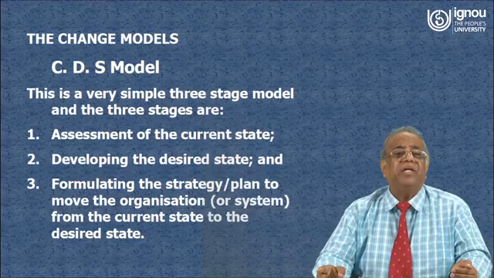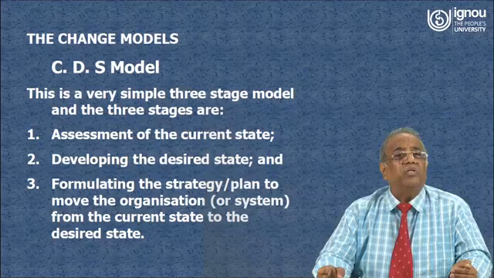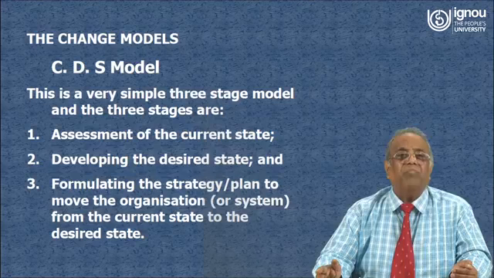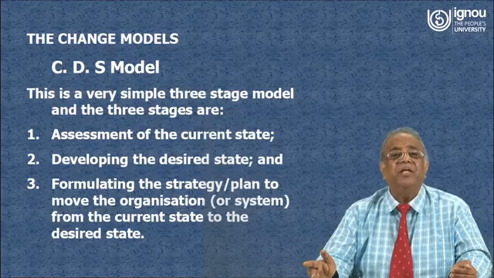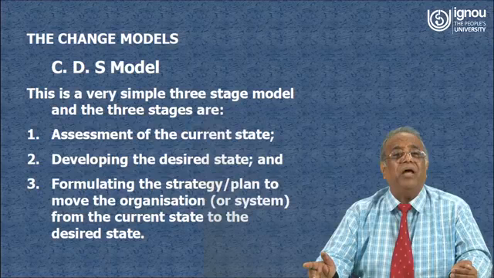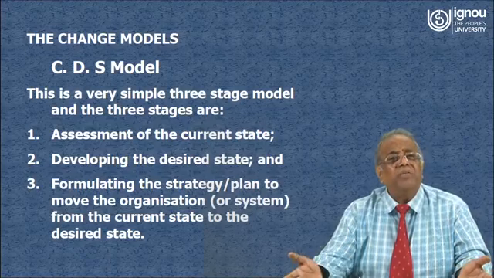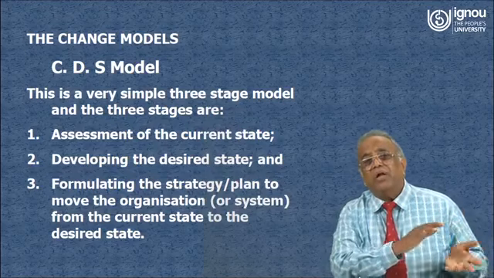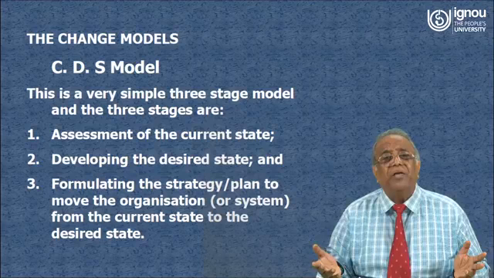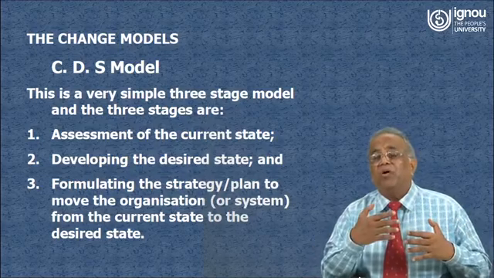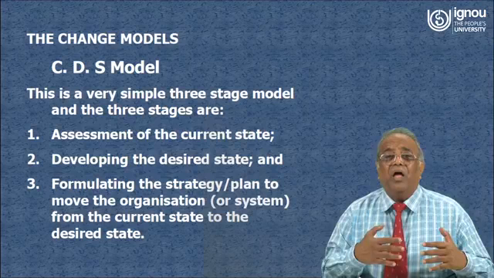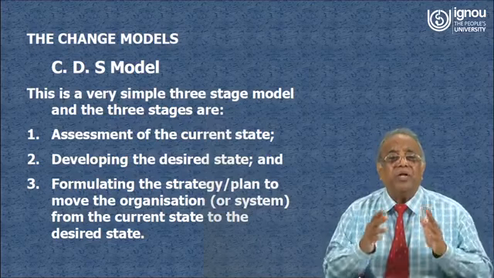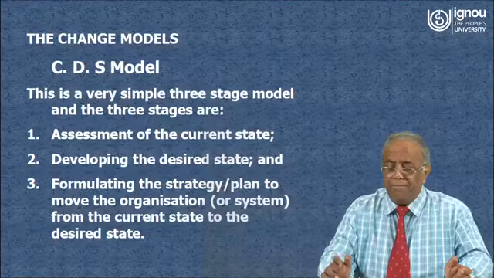Now there is another model, the CDS model, that is current, desired and strategy. This is a very simple three-stage model: assessment of the current state, developing the desired state, that is C and D, and formulating the strategy plan to move the organization. Obviously, first of all, you have to see the current situation. If you feel that the change is required, then we have to develop the desired state. But after that, we have to formulate the strategy, plan, and everything or resources required to implement that change.